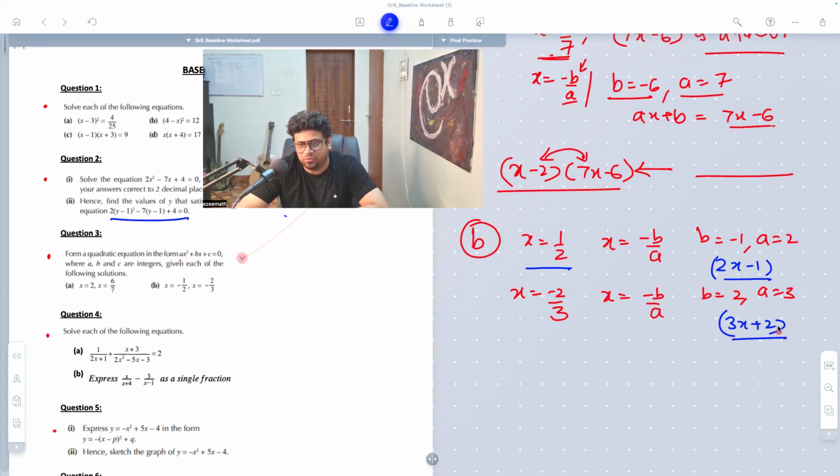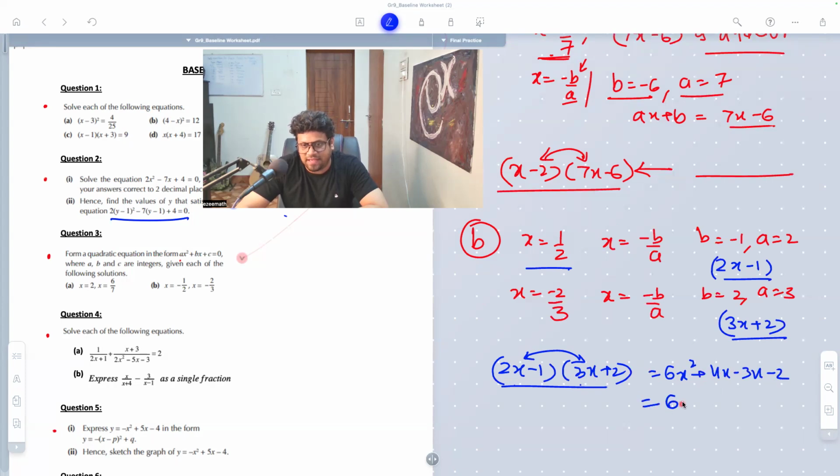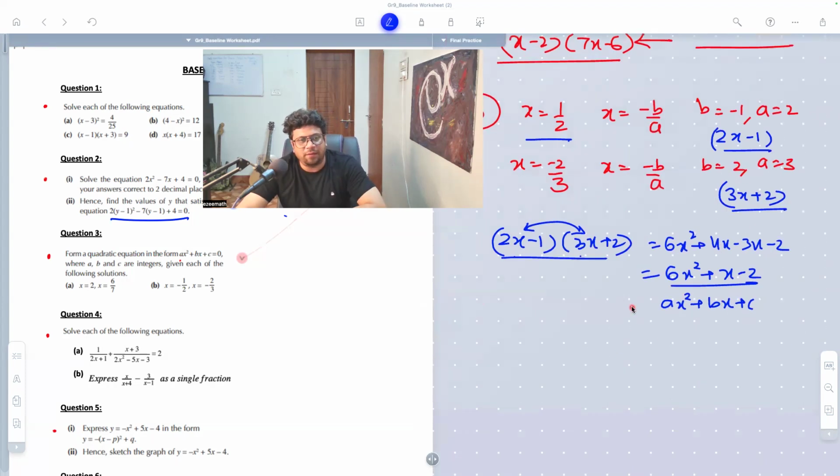Well, multiply these two, you get yourself the quadratic that they're looking for in the form ax square plus bx plus c. When you multiply these two, 2x with 3x gives you 6x square. 2x with 2 gives you 4x, minus 3x, minus 2. 6x square plus x minus 2. That's the quadratic in the form ax square plus bx plus c. That's all. Okay. So that was the third question.